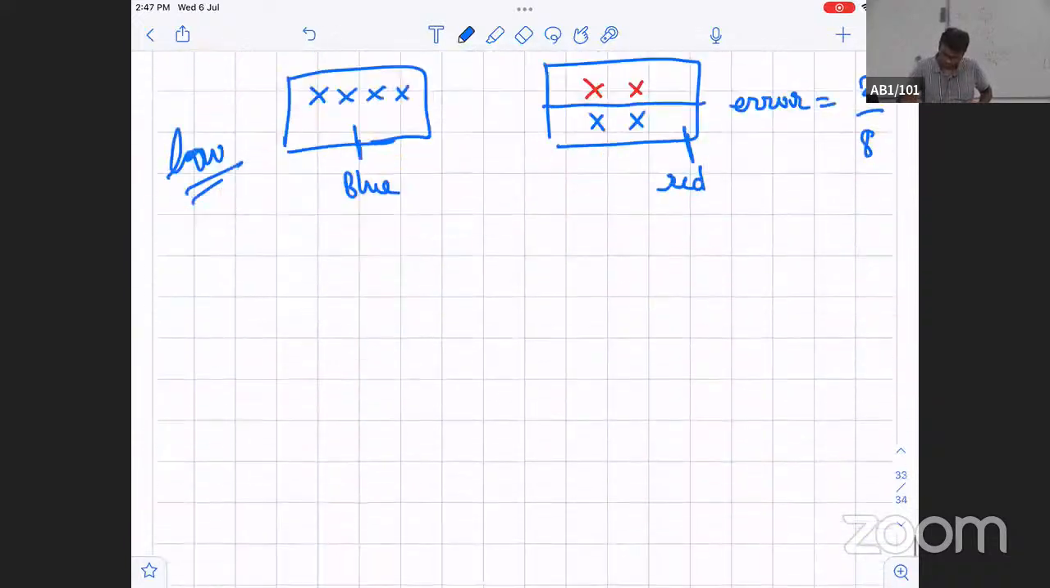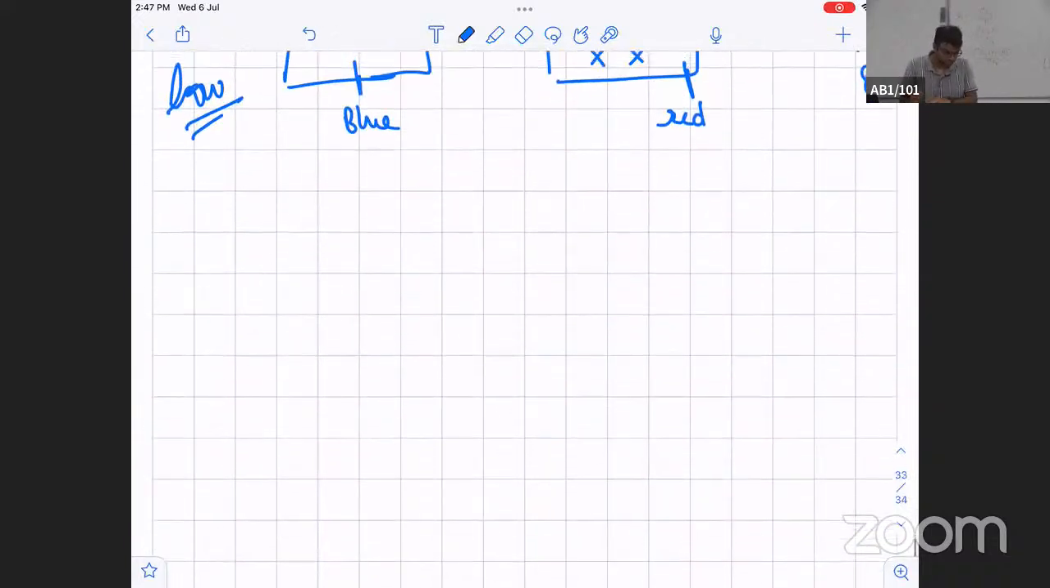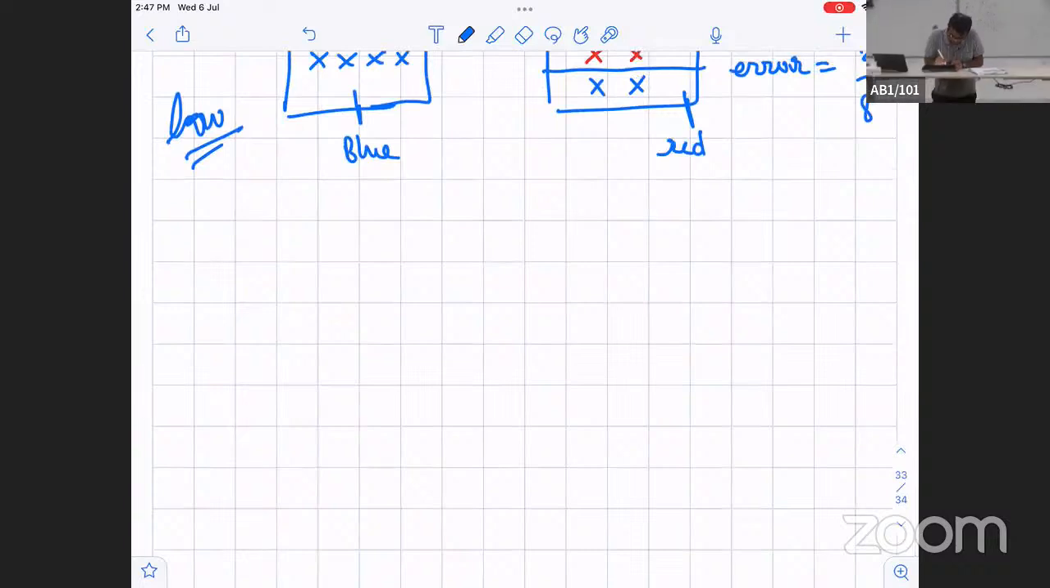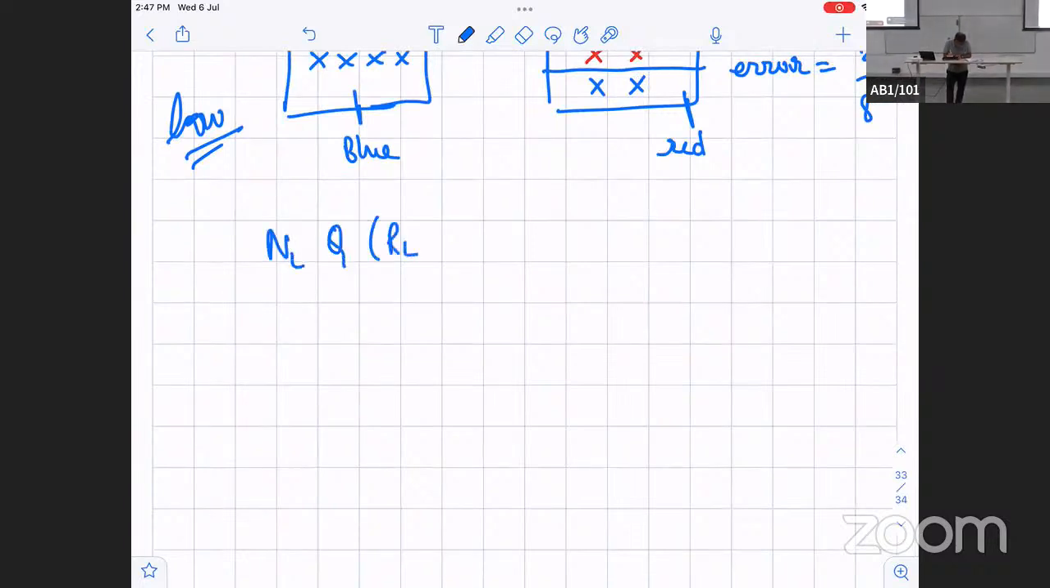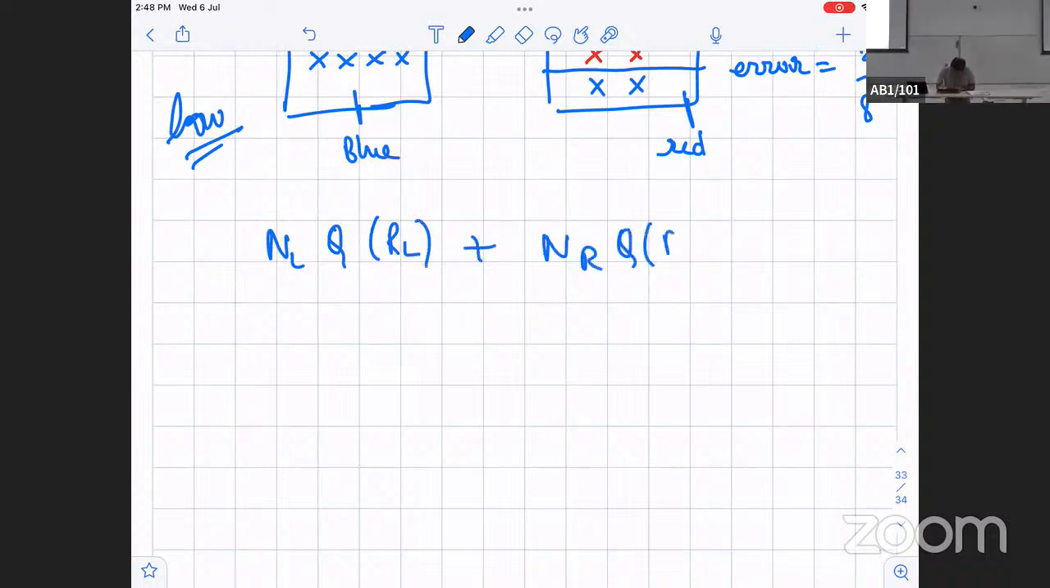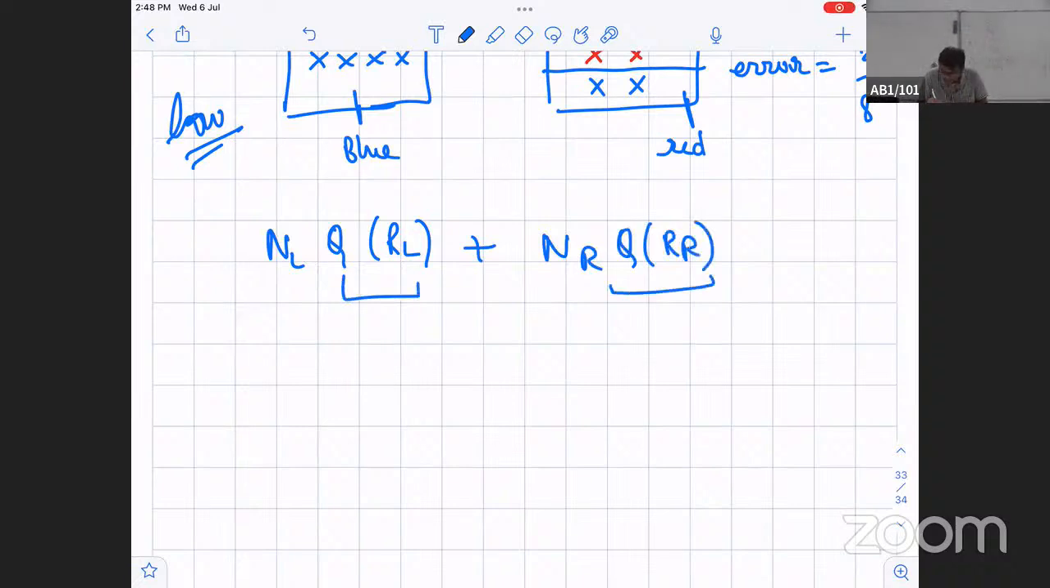Depending upon the regions, you will compute this: N_L times Q(R_L) plus N_R times Q(R_R). So you will look at the impurity in the left, look at the impurity in the right, and multiply each with the number of points in the left and the number of points in the right respectively. This will give you one value. This is for one split.